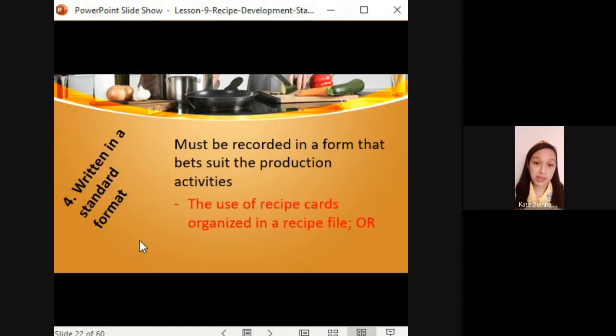Okay, so standardized recipe, it is written in a standard format. It must be recorded in a form that best suits the production activity, so the use of recipe cards organized in a recipe file or in a computer database. Mamaya papakita ko sa inyo yung tatlong klase ng ating format sa pagsulat ng ating standardized recipe. So, mahalaga na ang ating recipe is written in a standard format. Next slide, sir.